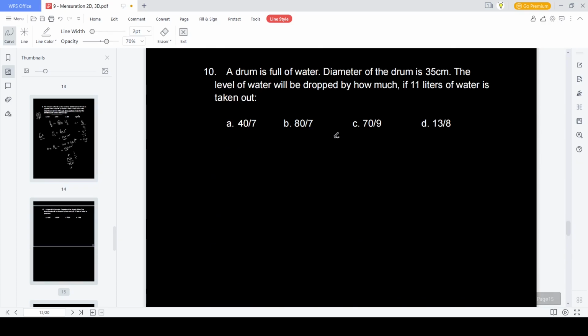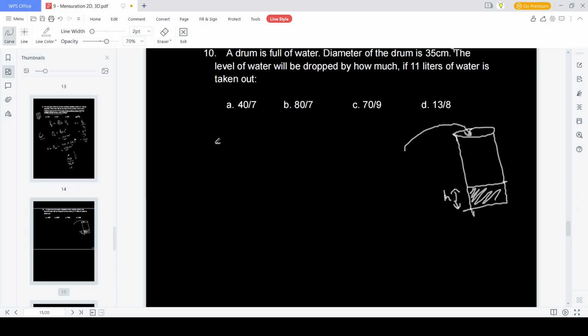Next question. A drum is full of water. The diameter of the drum is 35 centimeter. The level of water will drop by how much if 11 liters is taken out? So the diameter is given as 35 centimeter. We can first find the volume. They told liters, but we want it in centimeter cube.